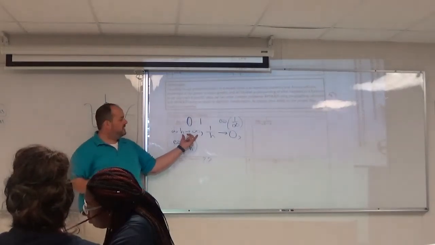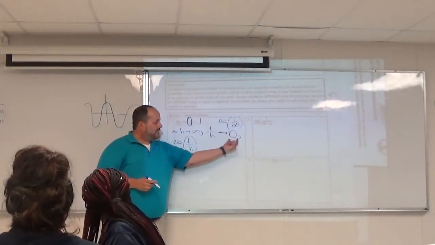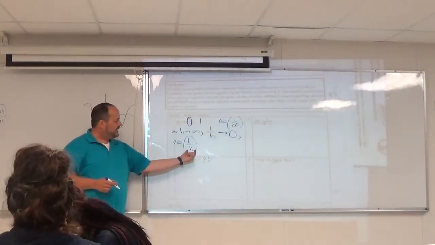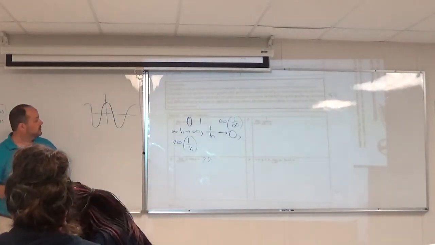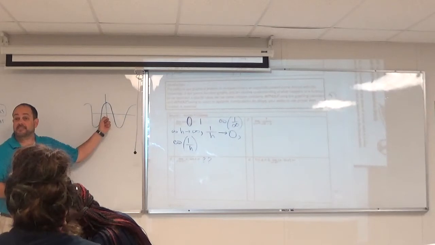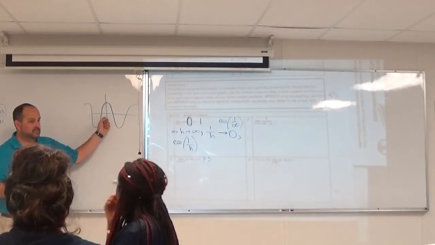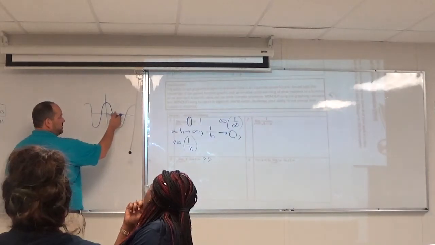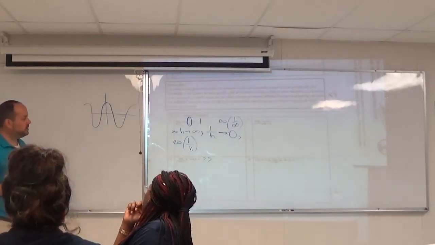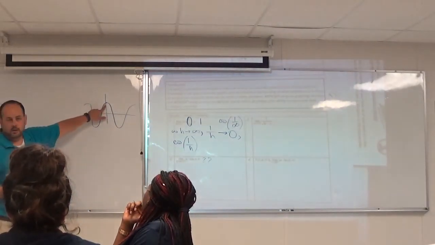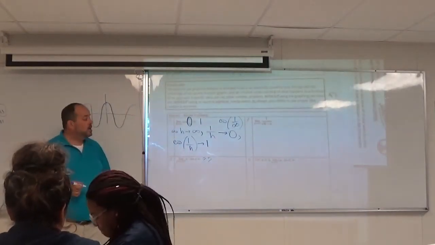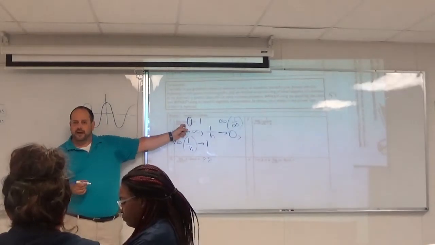H is approaching infinity, but the angle gets closer to 0. What happens to the cosine if the angle gets close to 0? Here's the cosine graph. The angle, the input, is getting closer and closer and closer to 0. What happens to the y value? 1. So we're approaching 1.